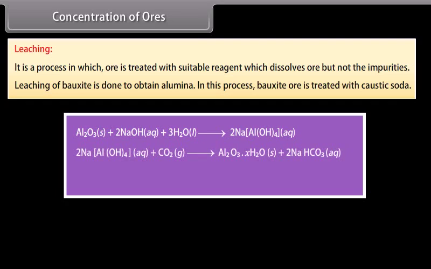The aluminate in solution is neutralized by passing CO2 gas and hydrated Al2O3 is precipitated. The precipitate of Al(OH)3 is filtered, dried and finally heated to about 1470 Kelvin to obtain pure Al2O3.